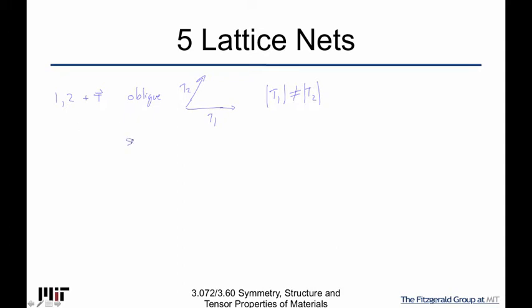Square net was produced from adding a 4-fold axis to T, and we ended up with T1 by definition equal to T2 to be a square, and the angle between the two is 90 degrees, right?